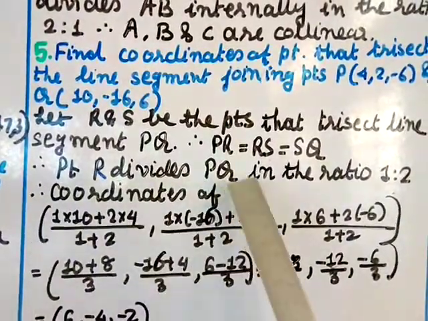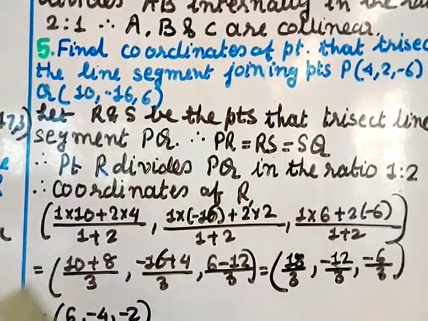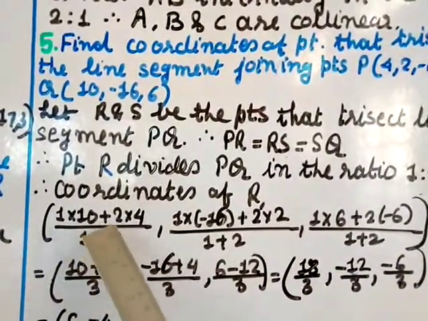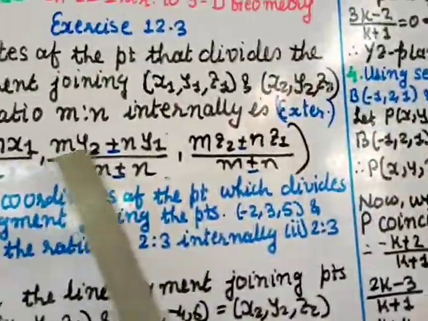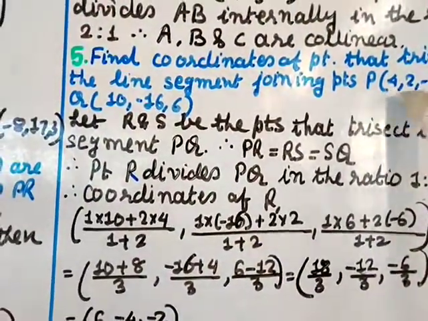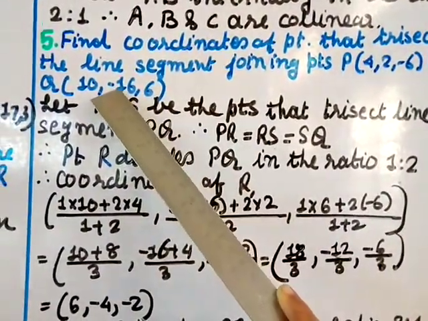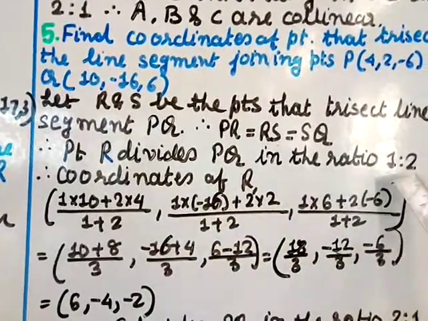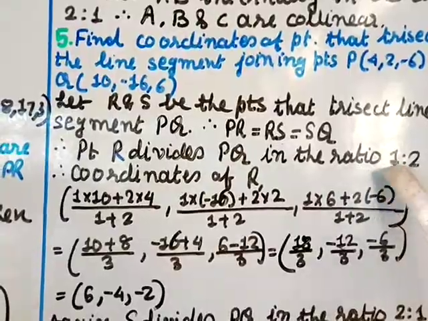Therefore point R divides PQ in the ratio 1:2, and therefore the coordinates of R will be given as (1 into 10 plus 2 into 4) divided by 1 plus 2. I am using the formula (m x2 plus n x1) divided by m plus n, then (m y2 plus n y1) divided by m plus n. So let us put in the values. I call this x1, y1, z1, and this one x2, y2, z2. So m, that is 1, into y2, that is -16, plus n, that is 2, into y1, that is 2, so 2 into 2, divided by m plus n, that is 1 plus 2.